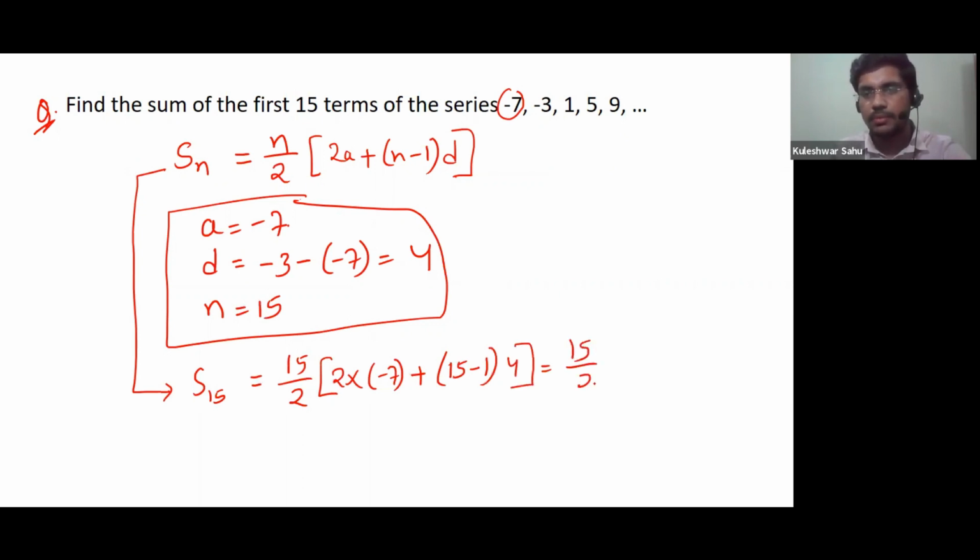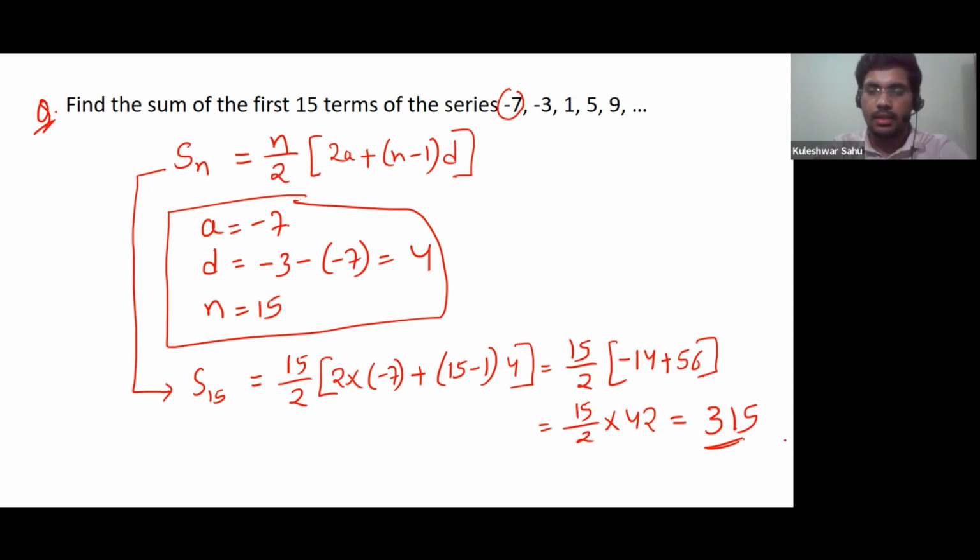15/2 [-14 + 56], which is going to be equal to 15/2 into 42. 42 is 2 into 21, and 21 into 15 is 315. So the sum of 15 terms of the given series or arithmetic progression is 315. That's all about AP or arithmetic progression.